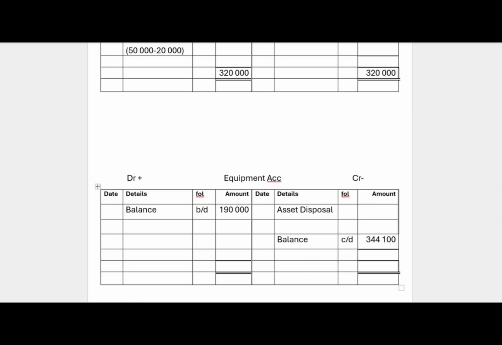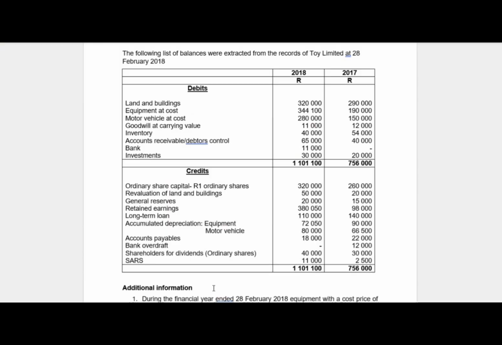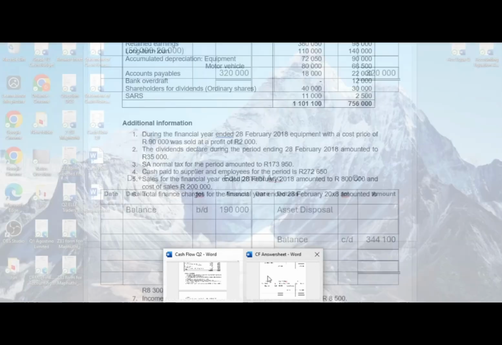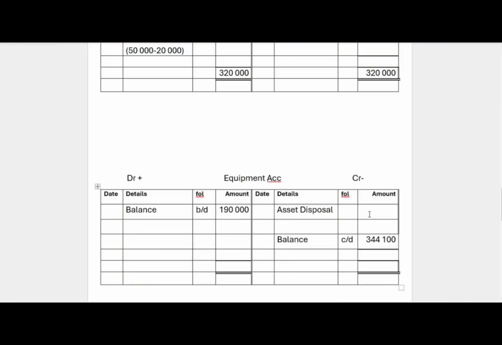And then let's go to our additional information about this equipment. It says, during the financial year ended 28 February 2018, equipment with a cost price of 90,000 was sold. So 90,000 cost price of that equipment that was sold is asset disposal. So there's a decrease of 90,000 in our cost of equipment. So you're going to come here and say 90,000. 90,000 is our asset disposal, right?